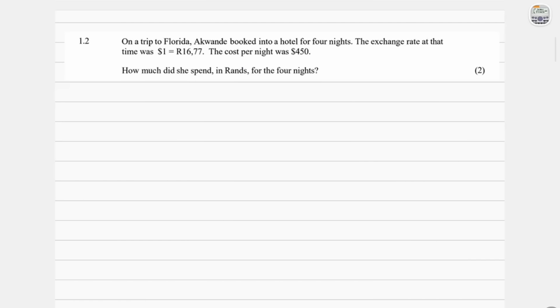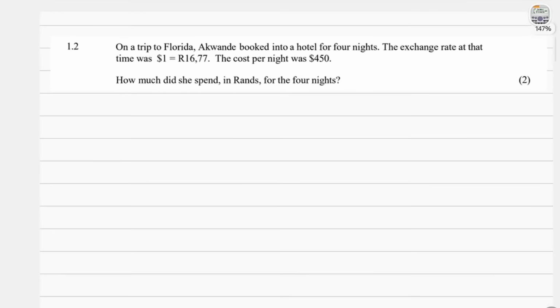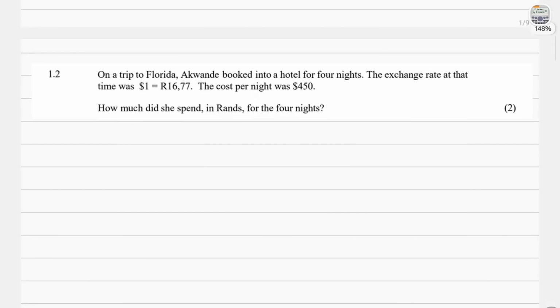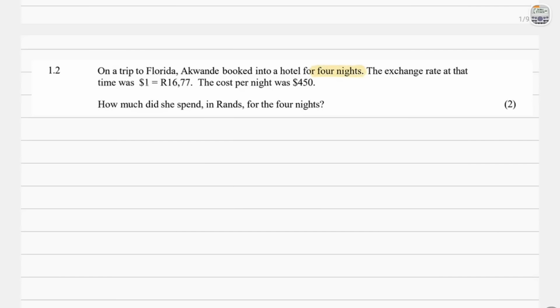Question 1.2 says, on a trip to Florida, Akwande booked a hotel for 4 nights. Okay, so probably going to have to consider that. And then the exchange rate at that time was $1 for 16 Rand 77 cents. The cost per night was $450. How much did she spend in rands for the 4 nights?